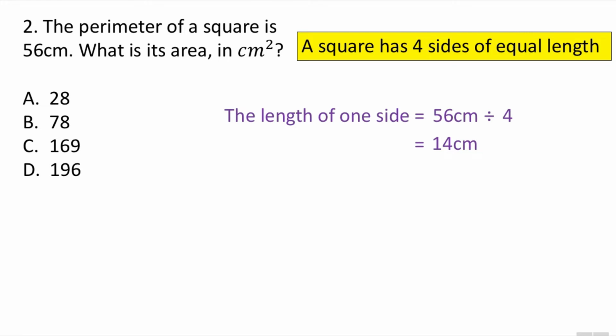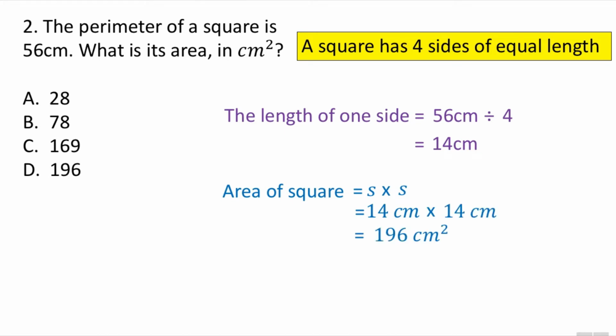So we can use this information now to work out the area of the square. So the area of the square is equal to side times side, and we know that one side is 14 centimeters. So what we're really doing is multiplying 14 centimeters times 14 centimeters, and that's equal to 196 centimeters squared, which therefore means our answer is D, guys.